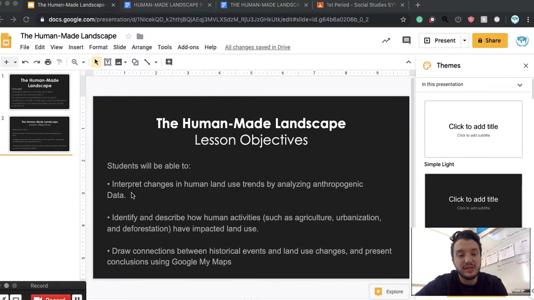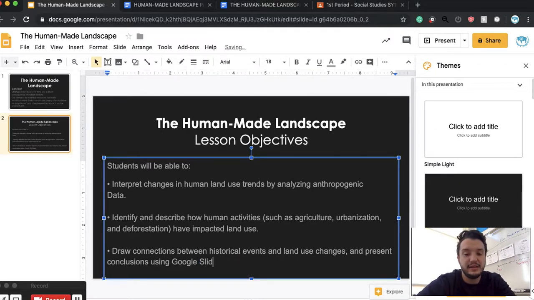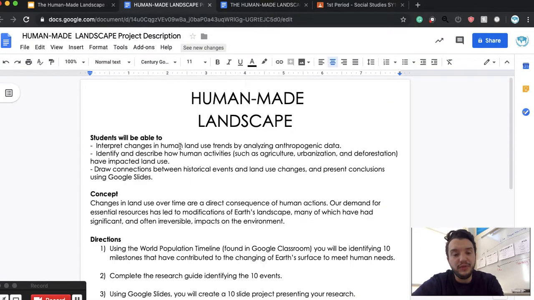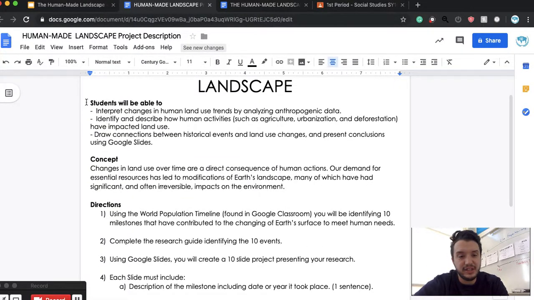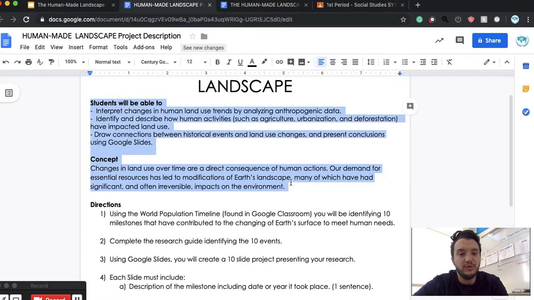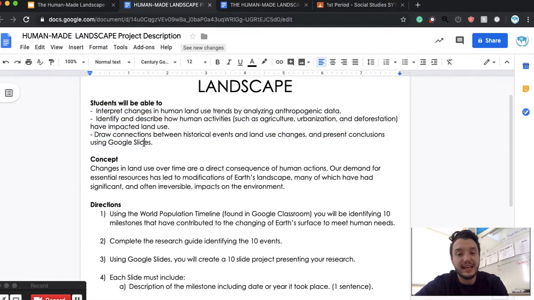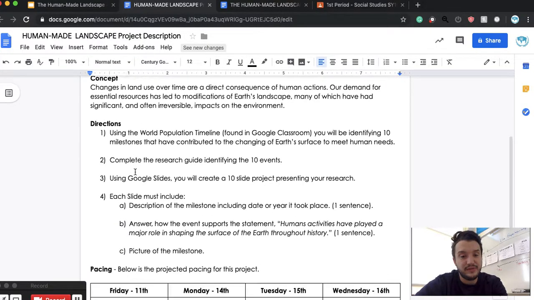Students are going to interpret changes in human land use trends by analyzing anthropogenic data, identify and describe how human activities such as agriculture, urbanization, and deforestation have impacted land use. And then you're going to draw connections between historical events and land use changes and present these conclusions not in Google My Maps, but actually Google Slides. Okay, so you've gotten a handout that looks like this, human-made landscape. I just read you these two components of it. So students will be able to look at and analyze how humans have used land over the course of time.